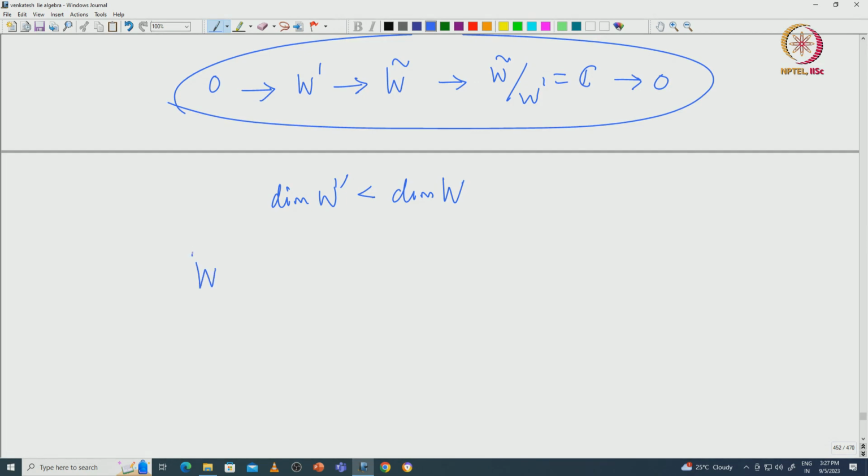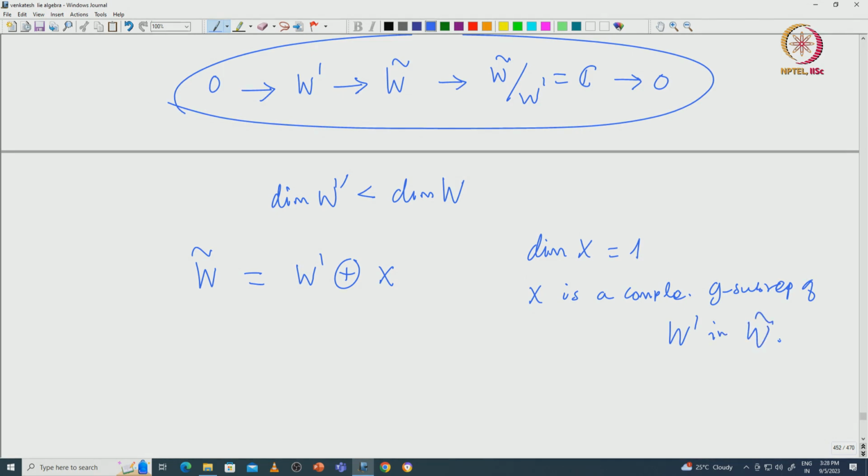In particular, you can write W tilde as W' direct sum X, where X is the complementary representation of W' inside W tilde. Note that the dimension of X is 1, and X is a complementary G sub representation of this W' inside W tilde. Now what we will do, we will use this information to cook up a complementary representation of W.